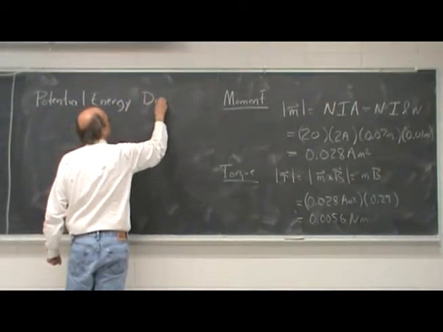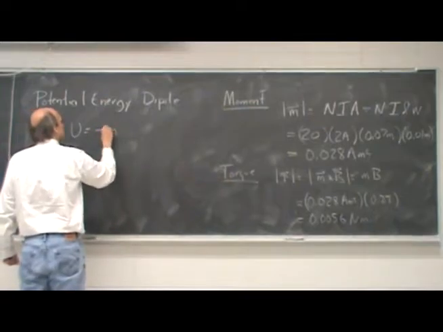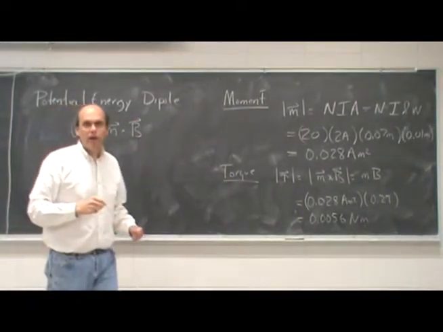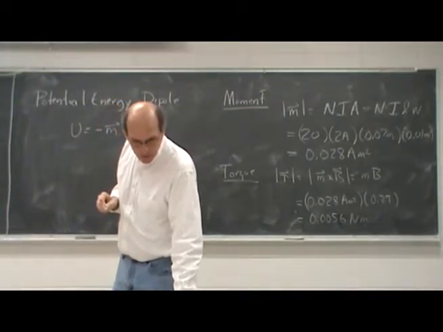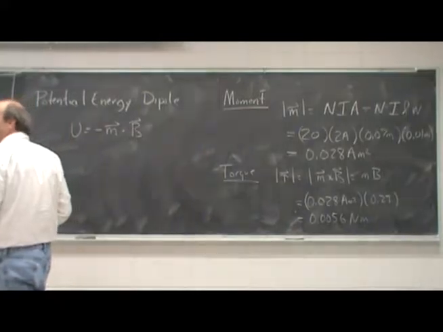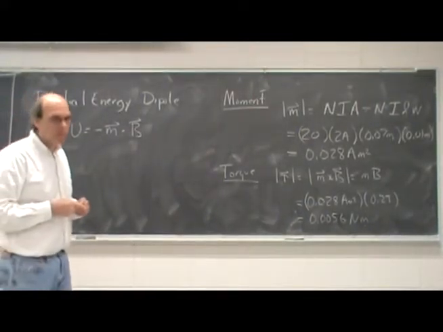Dipole. It's just U equals minus M dot B. And for the folks taking quantum mechanics, that'll be important because electrons do have magnetic dipole moments, and one of the easiest ways to control them is to put them in a magnetic field.